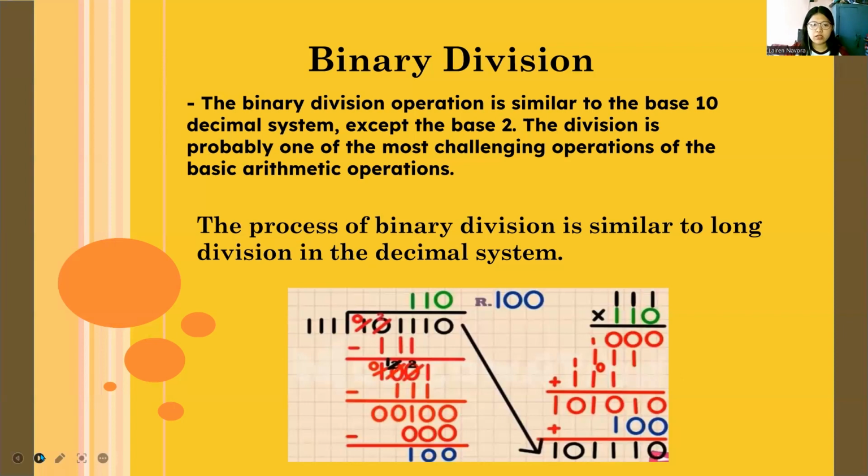0 times 1 is 0. 0 times 1 is 0. 0 times 1 is 0. Now let's subtract. 0 minus 0 is 0. 0 minus 0 is 0. 1 minus 0 is 1. This is called the remainder. Now to check your answer, let's multiply our divisor by our quotient.